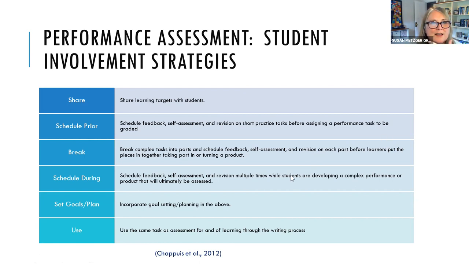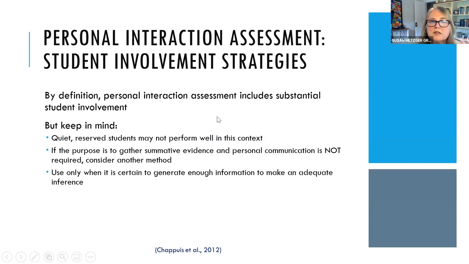Then for personal interaction, by definition, it includes a lot of student involvement, so I don't have specific strategies because students are already involved. But a few things to keep in mind: quiet or reserved students, or maybe low ESOL students, might not perform well in a personal interaction context. If the purpose is to gather summative evidence and personal communication is not required, maybe consider another method. If it's oral communication skills, then it's appropriate to use it because you can't use a written assessment. And when using less formal assessment, make sure you generate enough information to make an adequate inference about what students know or can do, especially if it's high stakes.